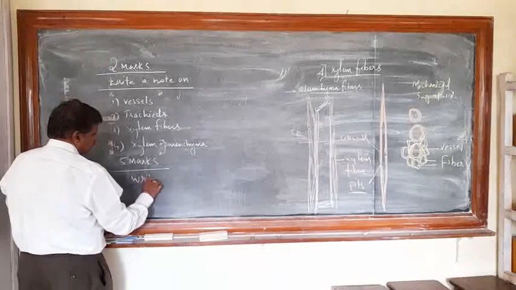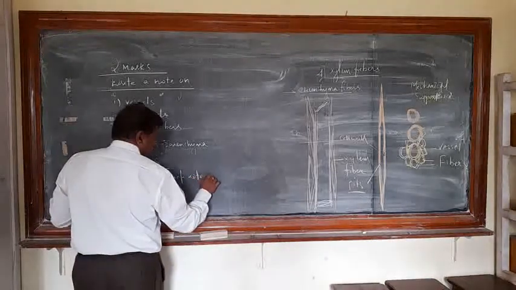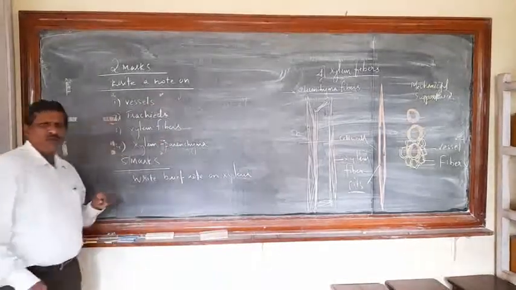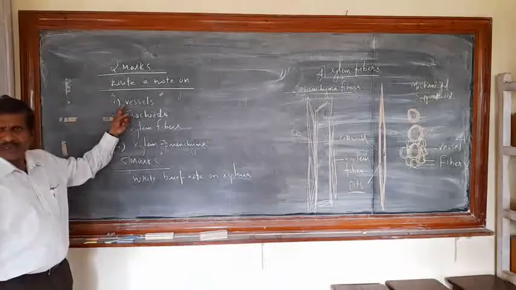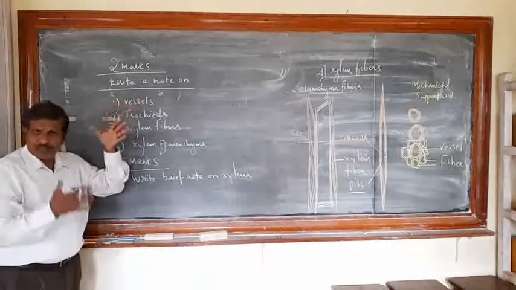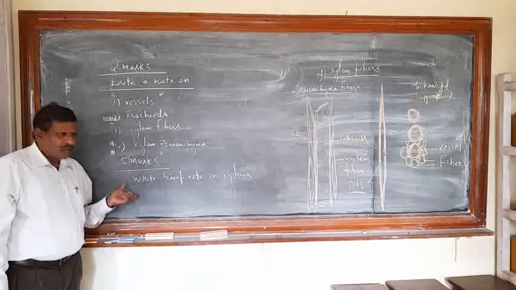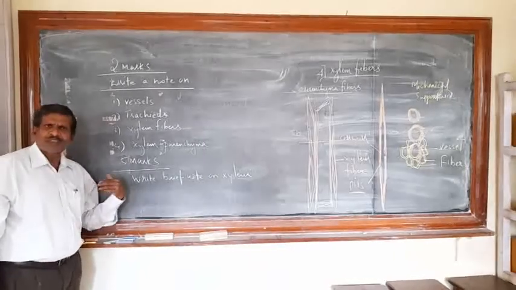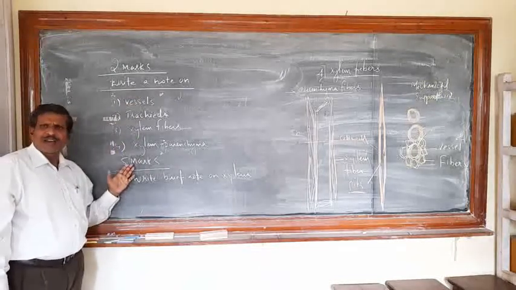Write a brief note on xylem. At that time you have to draw the diagrams related to the vessels, tracheids, fibers, parenchyma, and each one of the cells present in the xylem that you have to explain. Even instead of asking for a brief note, they can also ask, describe the structure of xylem tissue. You have to describe all these elements of the xylem.